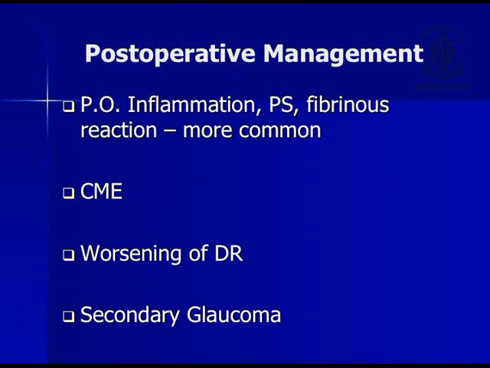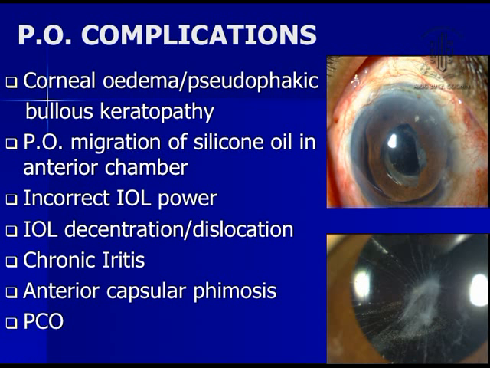Post-op inflammation is more common in vitrectomized eyes than in routine eyes. Incidence of CME and worsening of diabetic retinopathy is more common. Corneal edema is very common in these eyes because of the compromised corneal endothelium. Pseudophakic bullous keratopathy. PCO is the commonest complication of these eyes.